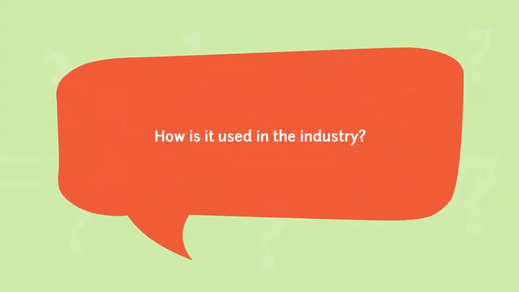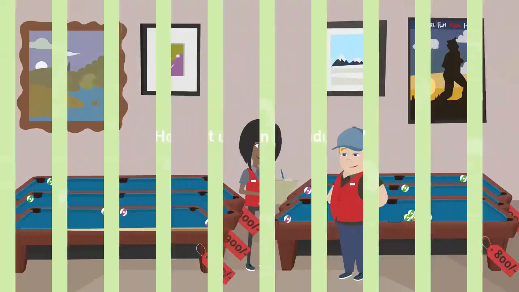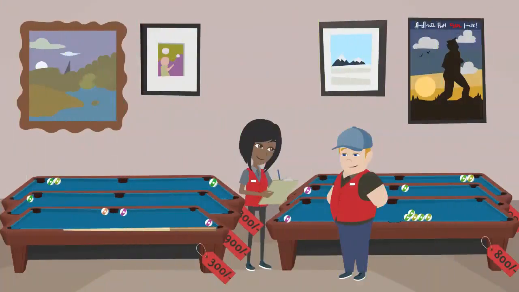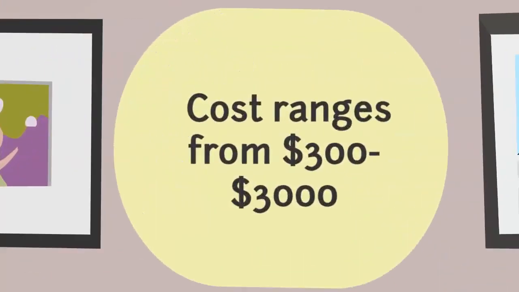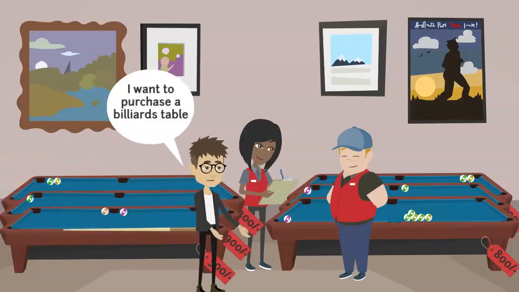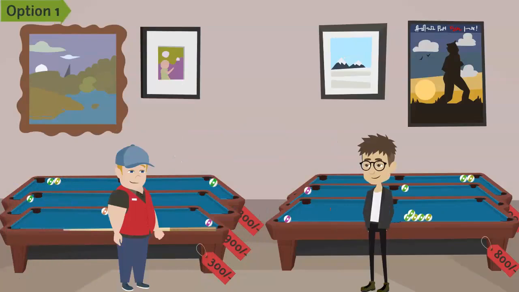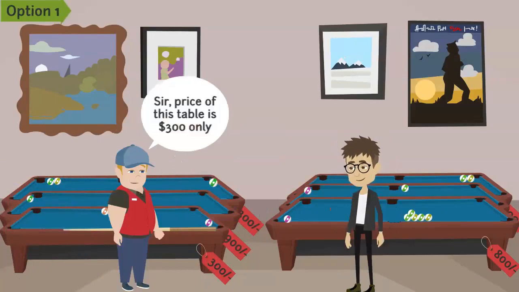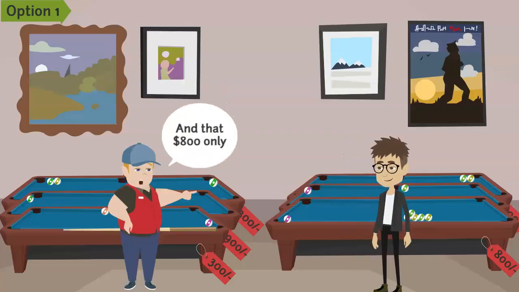How is it used in the industry? Imagine there is a store which sells billiard tables. The cost ranges from $300 to $3,000. A gentleman walks in and he wants to purchase a billiards table. The salesman has two options. Option 1, start small. Start with the $300 billiard table and then go up.